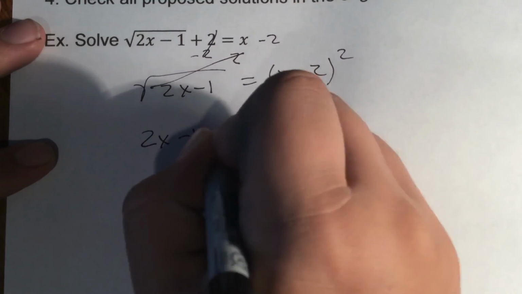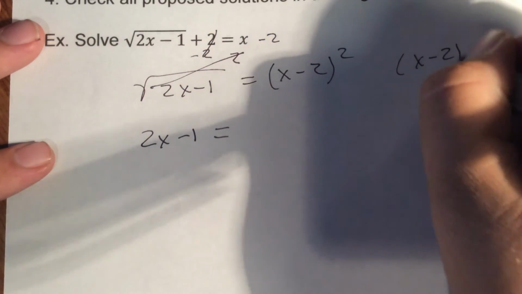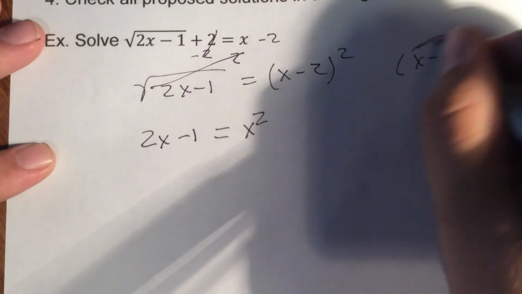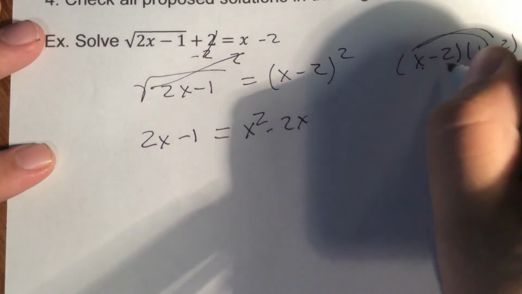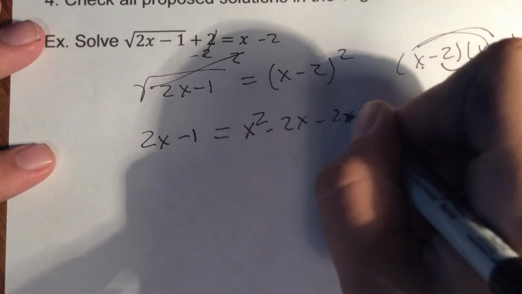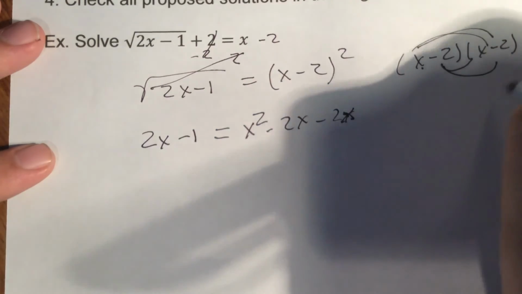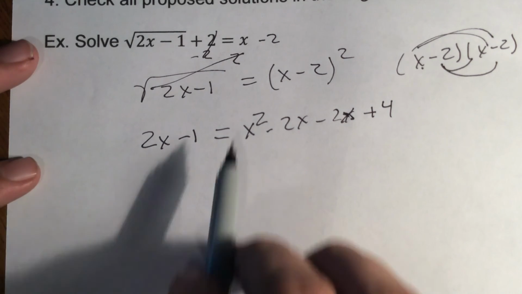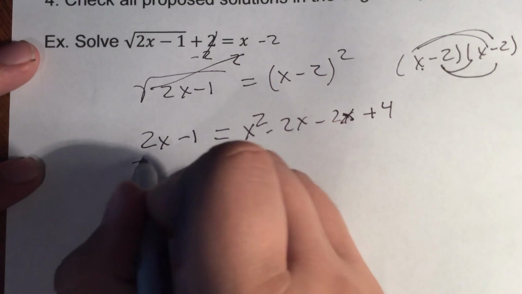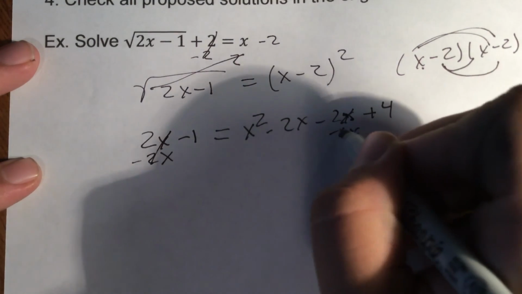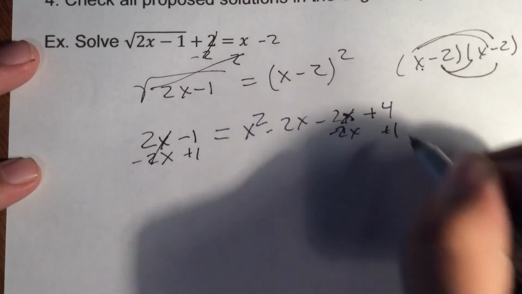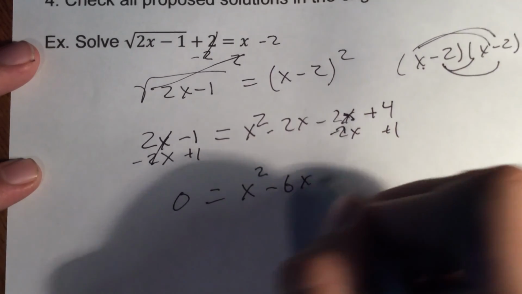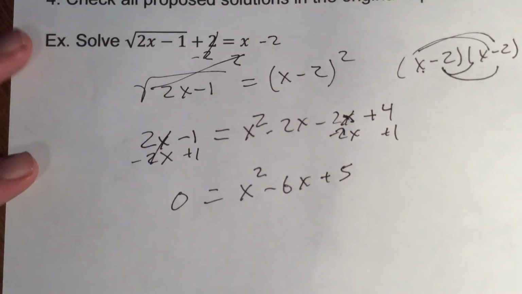So 2x minus 1 equaling, if I FOIL this, x minus 2 times x minus 2, well, x and x would be x squared. X times negative 2 is minus 2x. Negative 2 times x would be minus 2x. And then a minus 2 and a minus 2 would be a plus 4. So I'm going to get everything to the same side. Since the x squared is positive, I'm going to move everything to this side. So I'm going to subtract 2x and add 1. So 0 equals x squared, negative 2 and negative 2 and negative 2 would be negative 6x, and 4 and 1 would be plus 5.